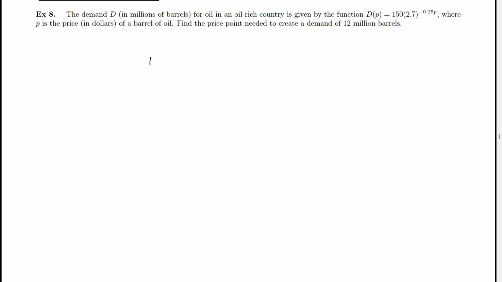So what number P do I plug in to get 12 as my demand? So the demand for P is 12. In other terms, solve the equation 12 equals 150 times 2.7 to the power of negative 0.25 P. So that's what we're being told to find. Well, let's focus on the variable. We are going to try to solve the equation by isolating the term that contains the variable.